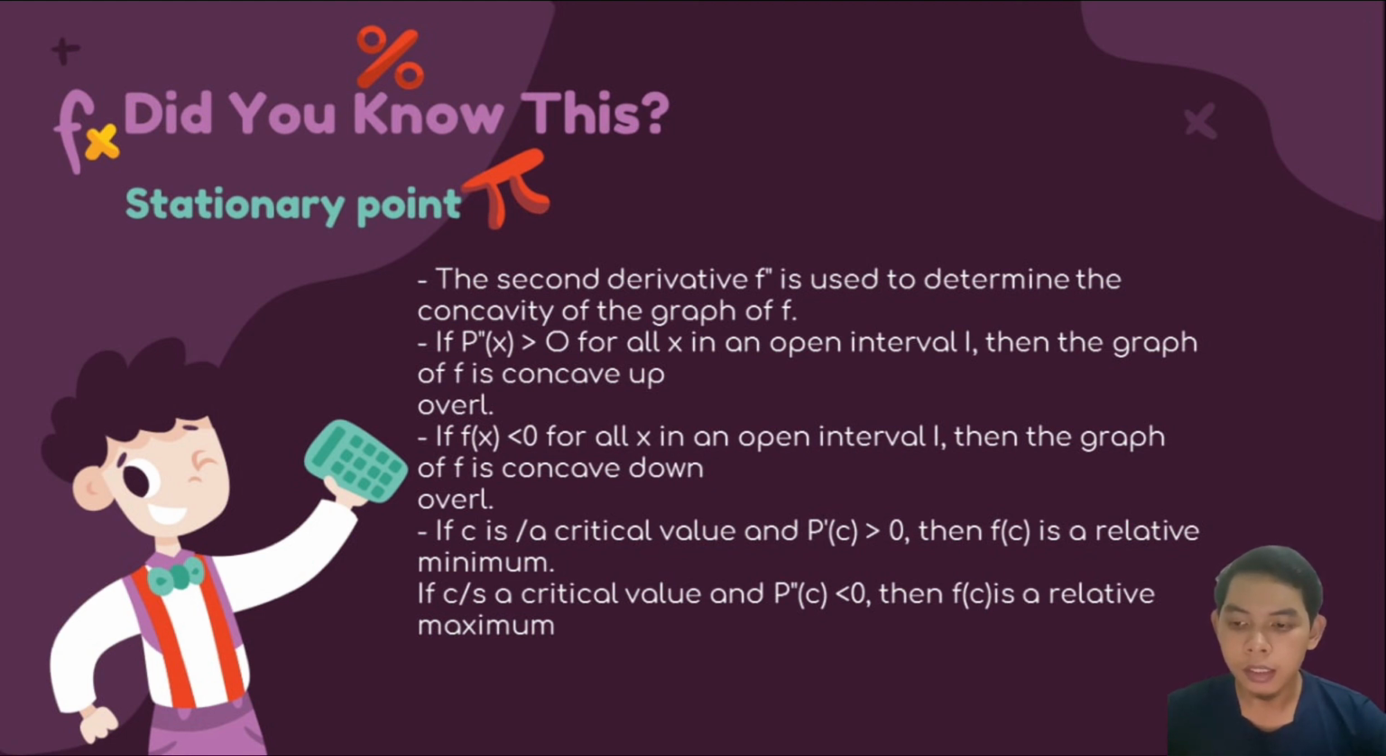If c is a critical value and f''(c) is greater than 0, then f(c) is a relative minimum. If c is a critical value and f''(c) is smaller than 0, then f(c) is a relative maximum.